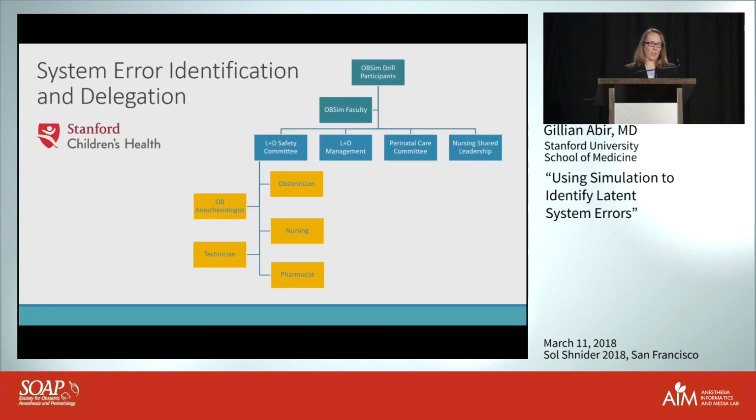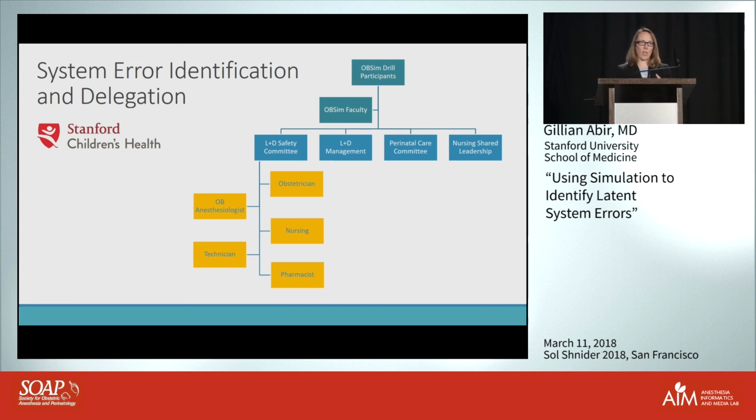So the last slide is, I mentioned before, we have the system errors collected at every single simulation drill, and then these are filtered by the OBSIM faculty, and we filter them into different categories in terms of who's going to deal with each issue. So we have a Labour and Delivery Safety Committee, which myself and Ed are members of. We have the L&D Management, we have the Perinatal Care Committee and the Nursing Committee. So the Safety Committee can't deal with every single error we find, so we delegate it to the most appropriate team to deal with.